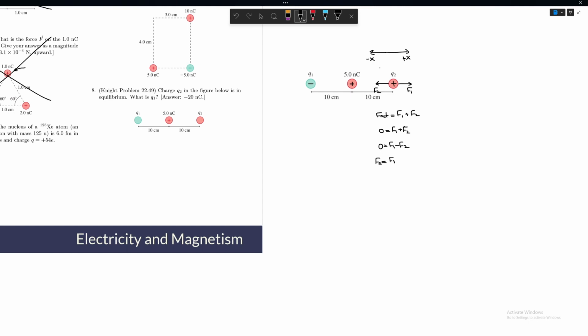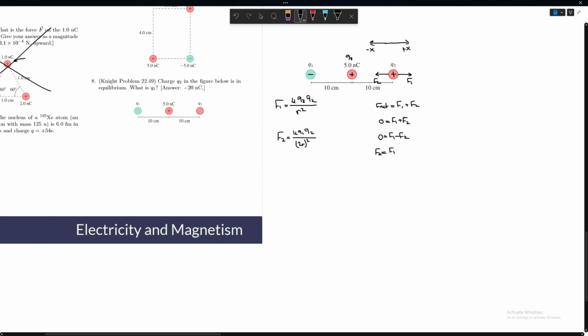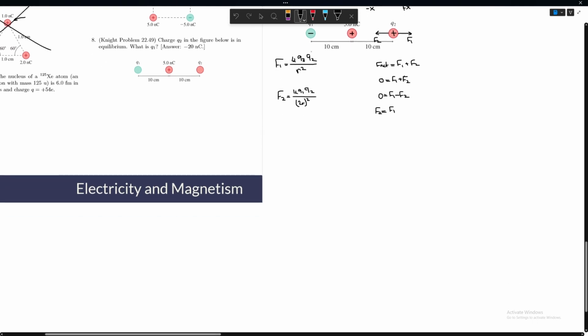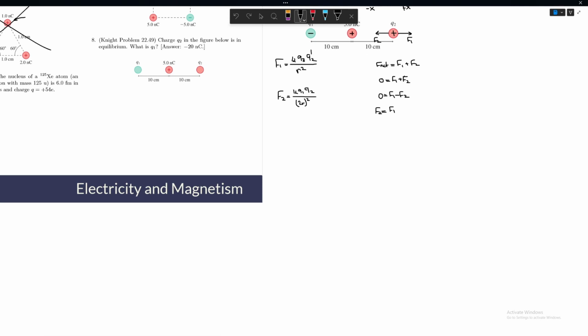Okay, now rewriting this, subbing and stuff, we know F1 is the force that Q3 exerts on Q2. So that's K Q3 Q2 all over r squared, the distance between them. And we also know that my F2 equals K Q1 Q2, all divided by, you see the distance is doubled now, so 2r squared. Or you can add them up and use that as a new r, up to you. But this is my second equation.